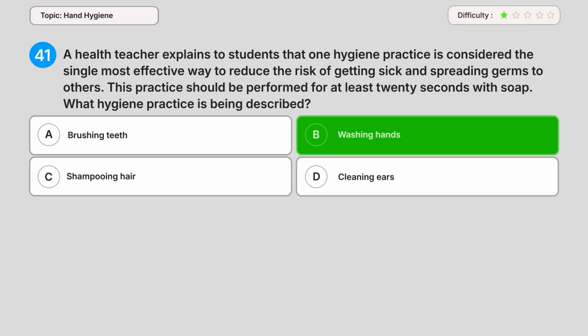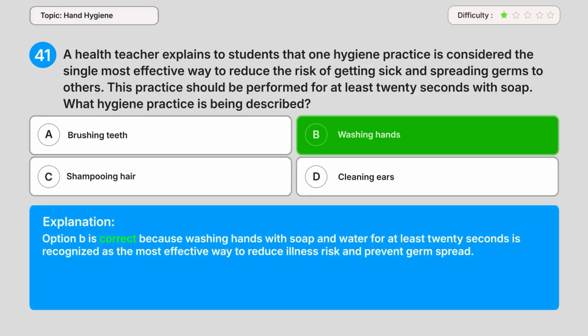Correct answer, B. Washing hands. Explanation. Option B is correct because washing hands with soap and water for at least 20 seconds is recognised as the most effective way to reduce illness risk and prevent germ spread.